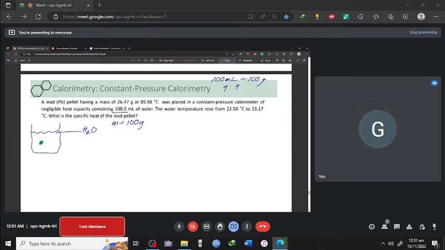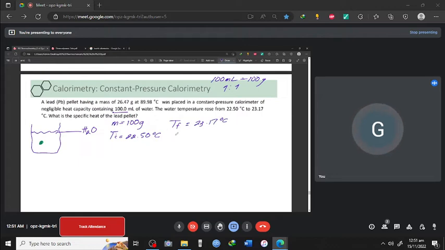So pag 1 gram per ml yung density ng water natin, 1:1 lang yung ratio ng volume ng water to its mass. So, we assume that the mass of the water is 100 grams, based on that assumption na yung density ng water is 1 gram per ml. Okay, from there, sabi dito meron siyang initial temperature which is 22.50 degrees Celsius. And then meron din siyang final temperature which is 23.17 degrees Celsius.